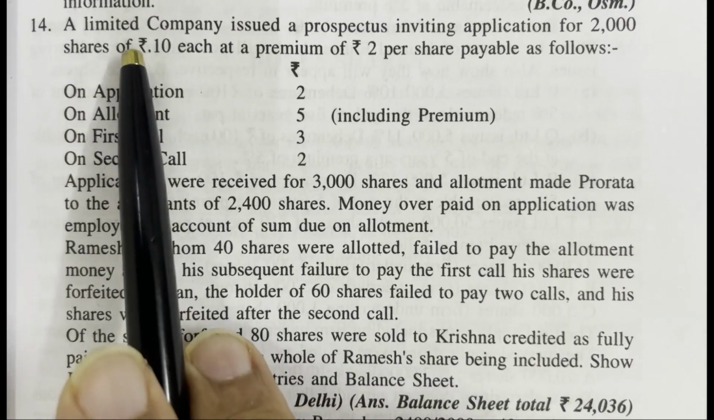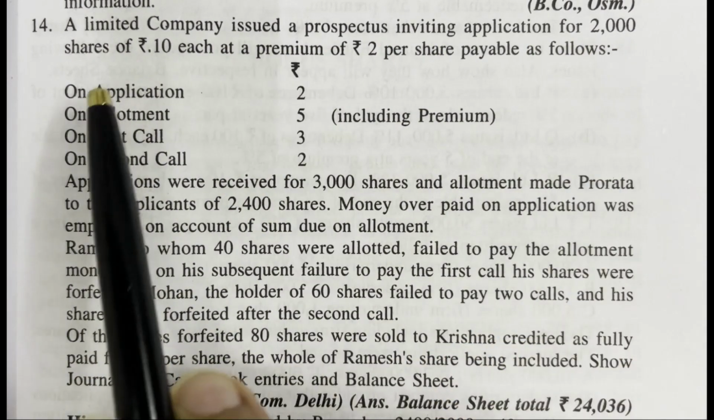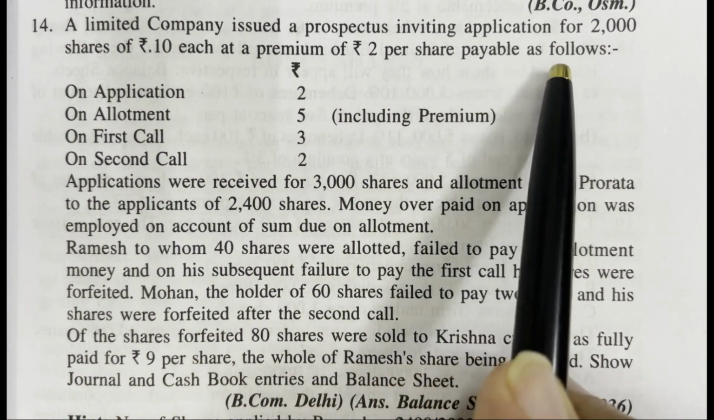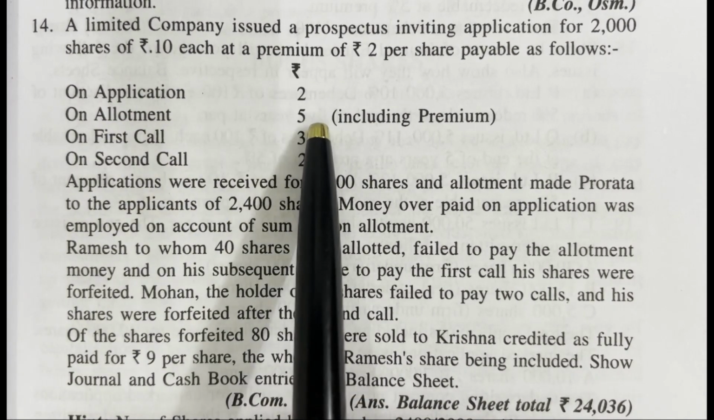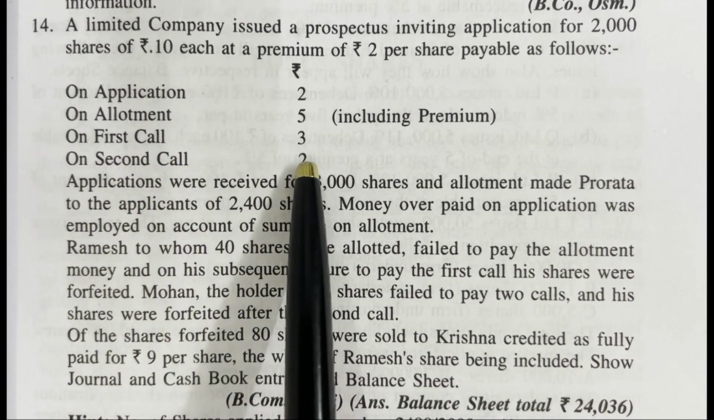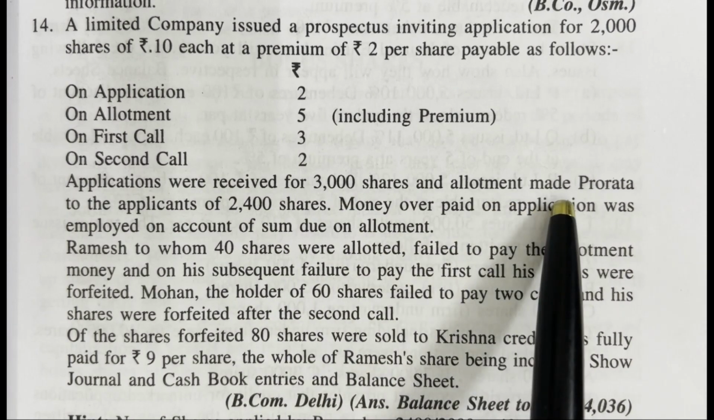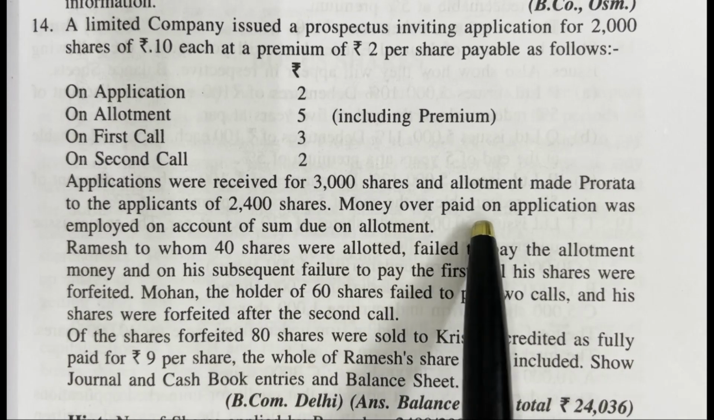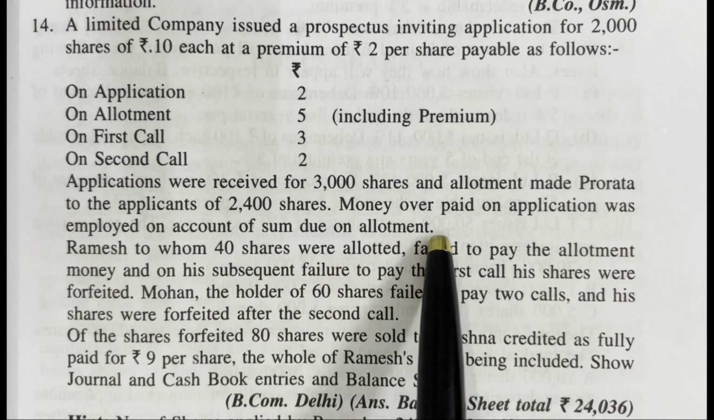14th problem. A limited company issued a prospectus inviting applications for 2000 shares of 10 rupees each at a premium of 2 rupees per share, payable as follows: on application 2 rupees, on allotment 5 rupees including premium, on first call 3 rupees, on second call 2 rupees. Applications were received for 3000 shares and allotment was made pro rata to the applicants of 2400 shares. Money overpaid on application was employed on account of the sum due on allotment.